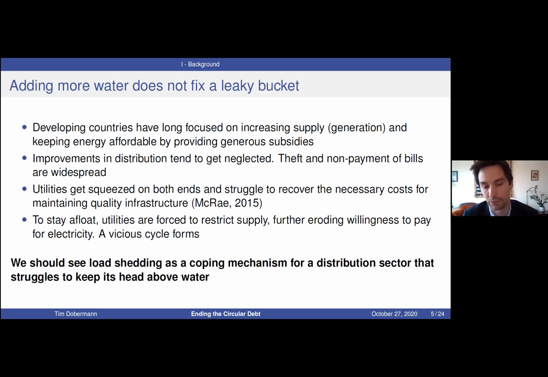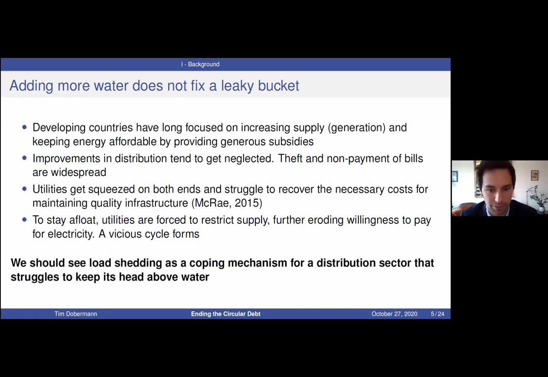And what ends up happening is that because of this load shedding, or because of the erratic supply, the willingness to pay from existing customers goes down. So the value of having electricity actually goes down further. And that in itself then makes the incentive to pay for it go down. And so this vicious cycle forms. So there's many different angles, many different definitions of what we call a circular debt.